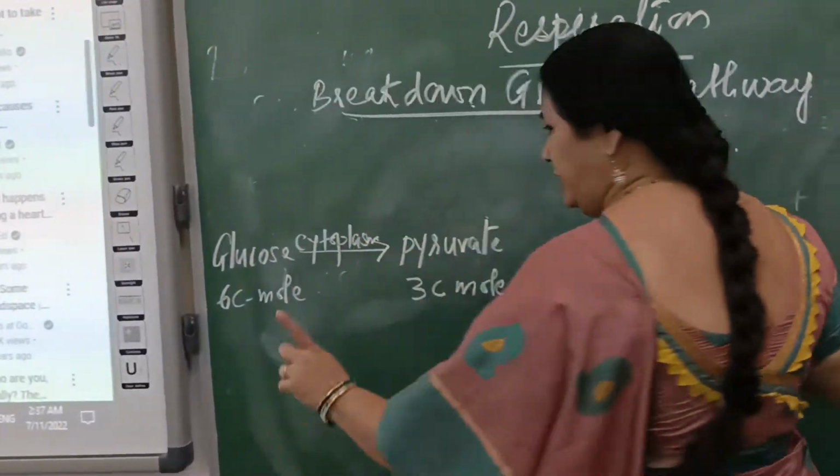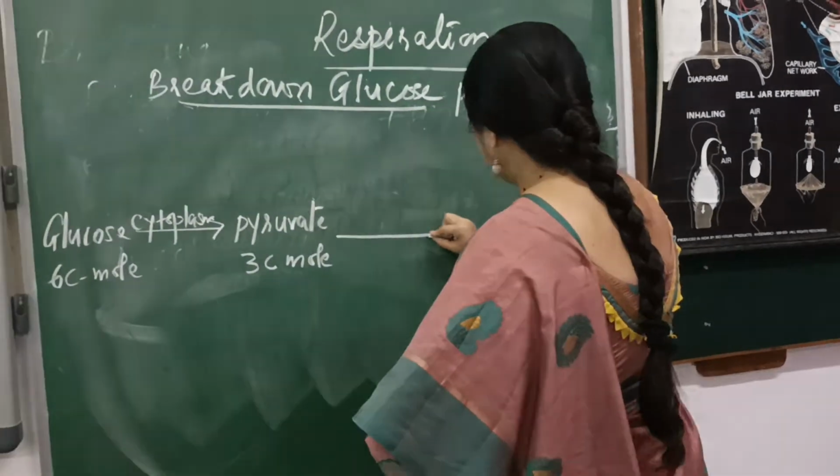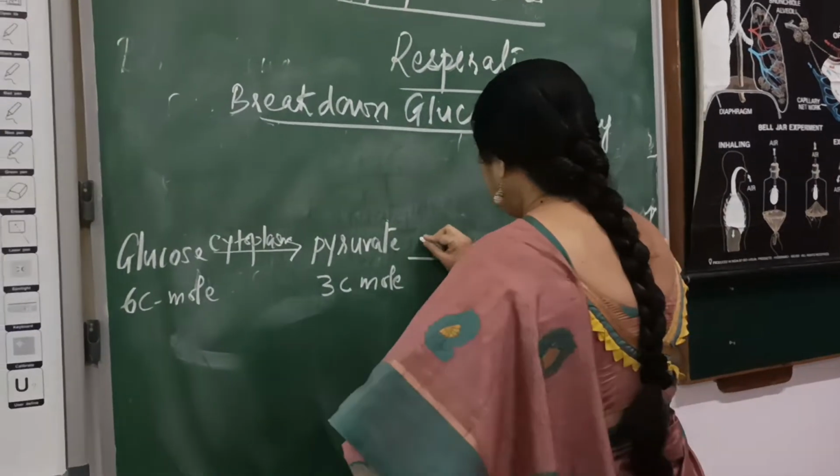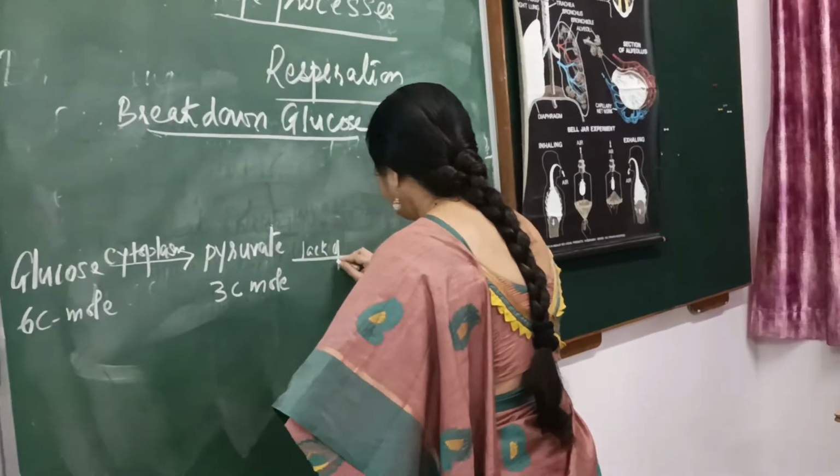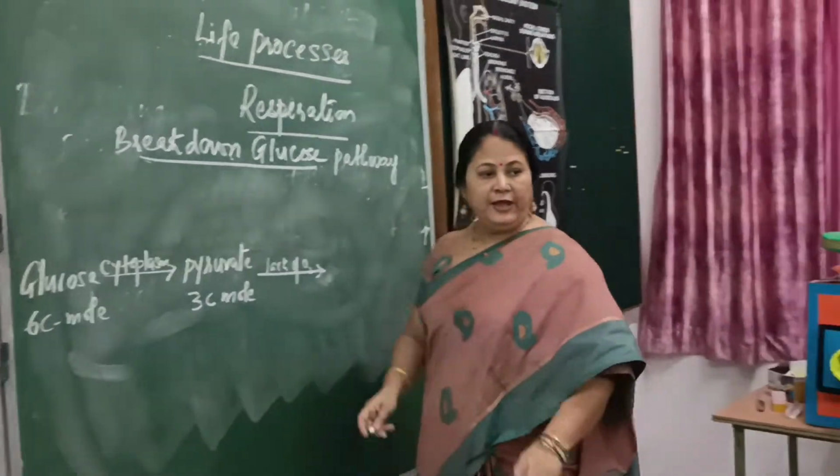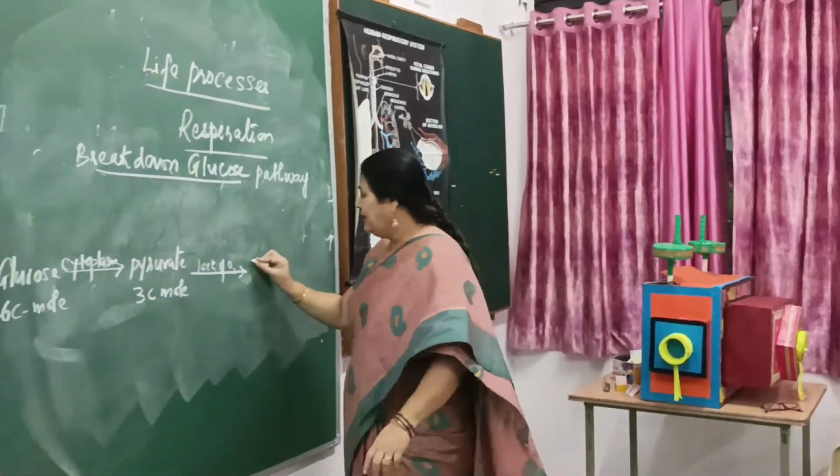Now, I told you 3 conditions. Condition 1, lack of oxygen. If there is lack of oxygen, then lactic acid will be formed.